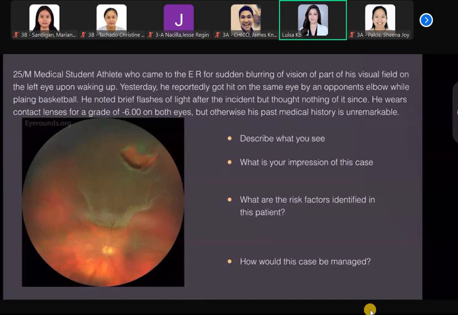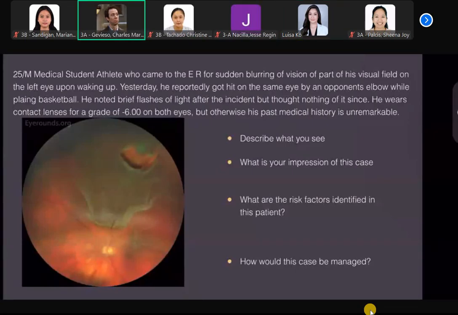Of course, there are other risk factors. So how would you manage this case? Surgical repair, Doc. Okay, good. So the surgical repair for retinal detachment involves, very importantly, pars plana vitrectomy. So what is pars plana vitrectomy? Imagine this like laparoscopic surgery, except that you enter the eye.